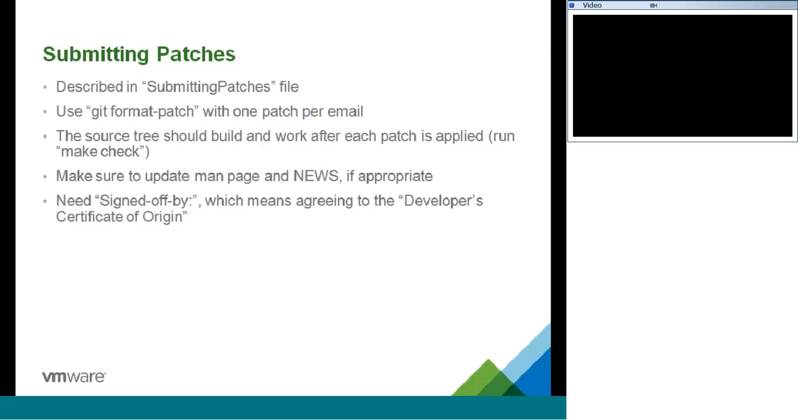And then finally, each patch needs a signed-off-by, where you write signed-off-by and then your name and your email address. By putting that in the patch, it means that you've agreed to the developer's certificate of origin, which is described in the submitting patches file. That really just describes that you understand this is going to an open source repository and that you're giving the code away and all of that. You should look at that, and if you're working for a large corporation, you should make sure that they're okay with you following those guidelines.